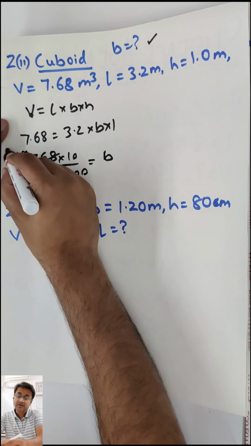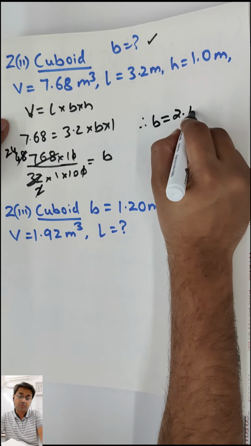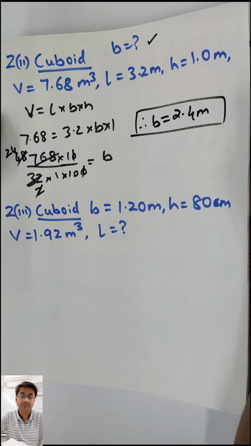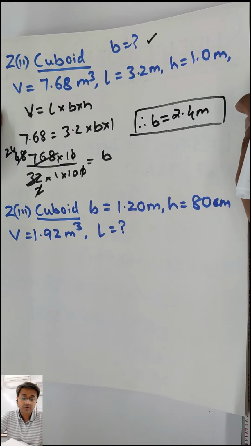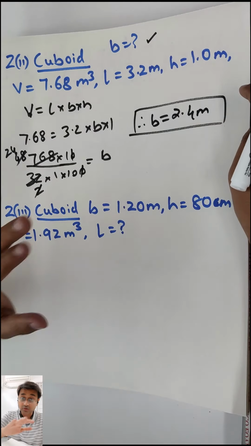16 8s are 128, 2 1s are 2, 4 ... 1 0 goes, 1 0 is left. So therefore breadth is 2.4 meters. There you go. Got it? Yeah, these are all very simple sums. Only the formula should be known. Once you know your formula well, you can easily tackle them.